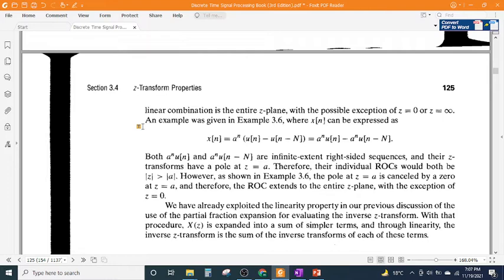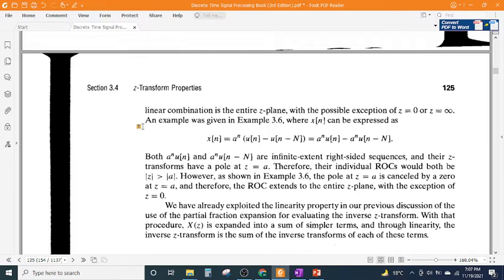3.4.2 Time shifting. The time shifting property is x[n minus n0] corresponds to z^(-n0) X(z), ROC equals Rx, except for the possible addition or deletion of z equals 0 or z equals infinity. The quantity n0 is an integer. If n0 is positive, the original sequence x[n] is shifted right, and if n0 is negative, x[n] is shifted left. As in the case of linearity, the ROC can be changed, since the factor z^(-n0) can alter the number of poles at z equals 0 or z equals infinity.